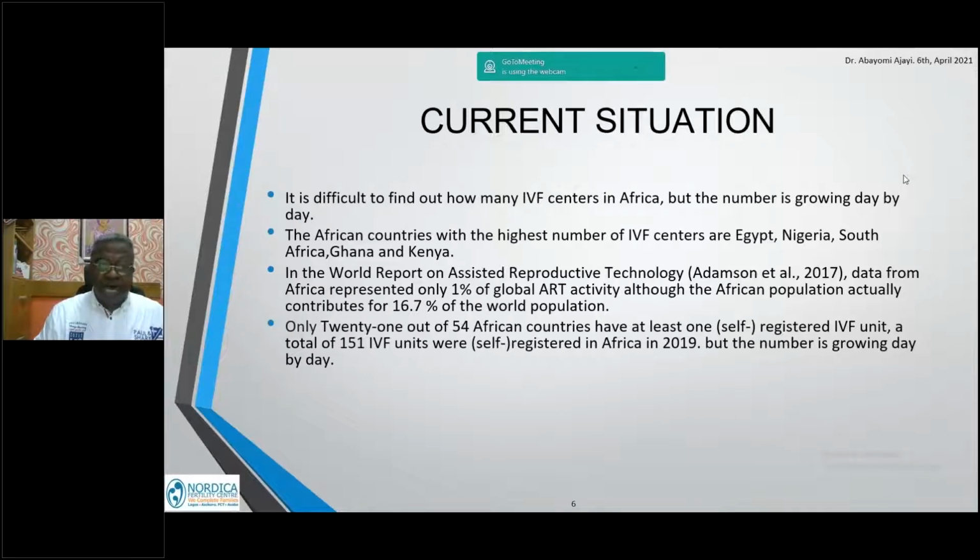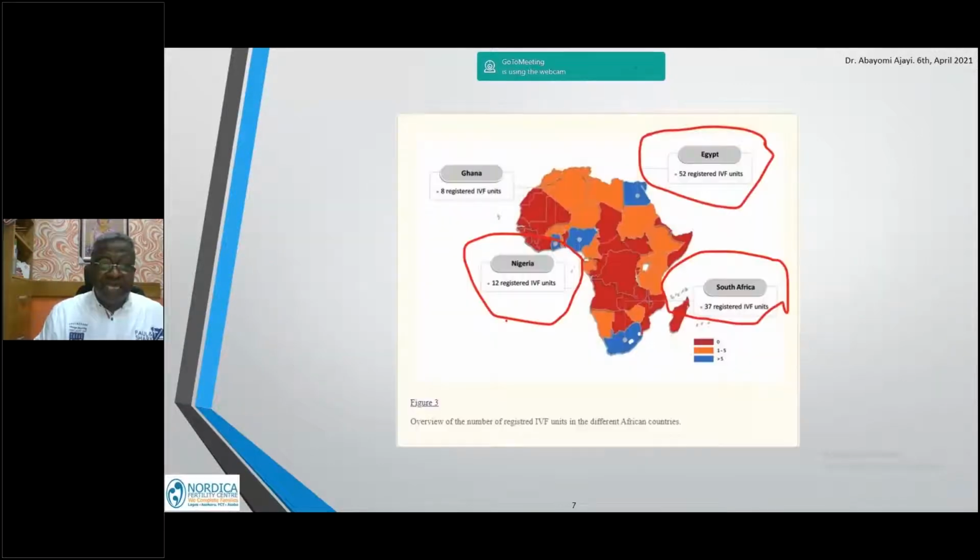Only 21 out of 54 African countries have at least one self-registered IVF unit, and a total of 151 IVF units were self-registered in Africa in 2019. But the number is growing by the day. I must warn that this number does not actually represent the total number of centers in Africa, because many centers just did not register. This is shown in this map.